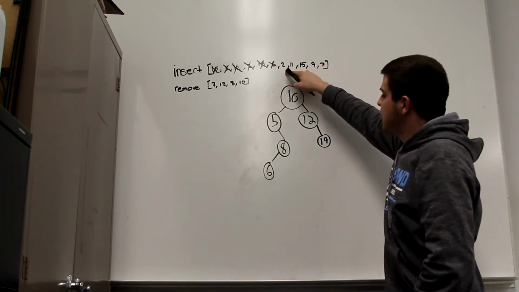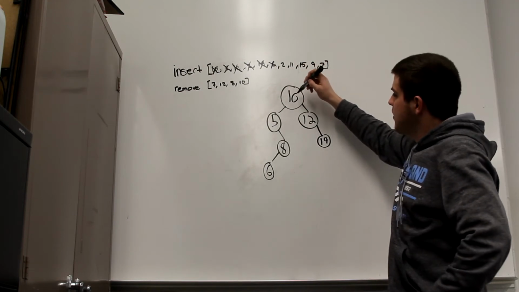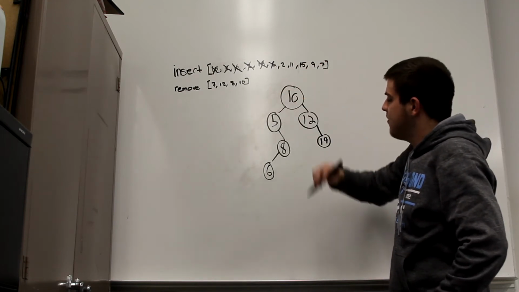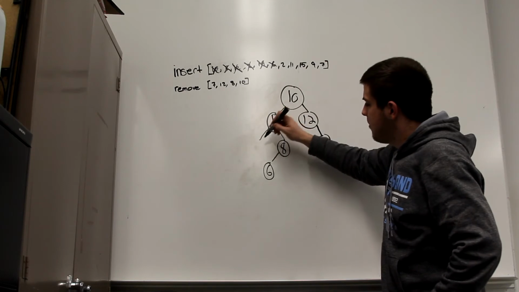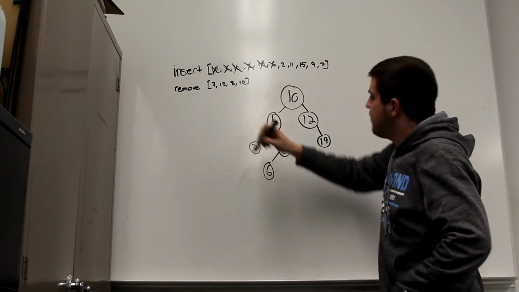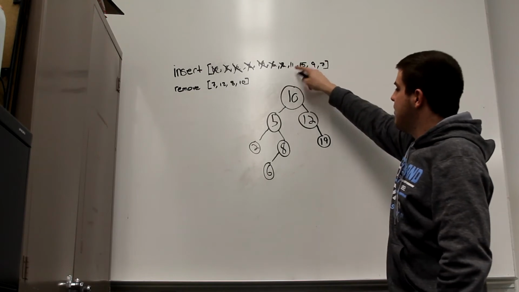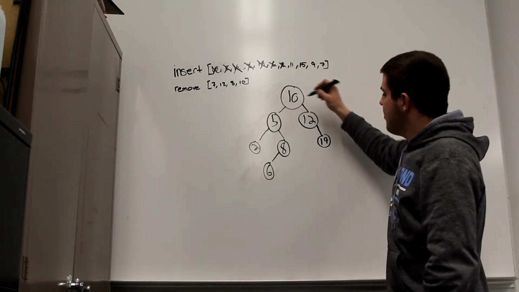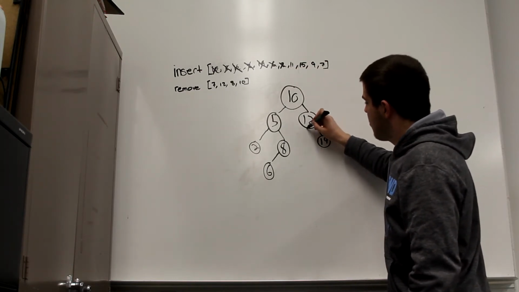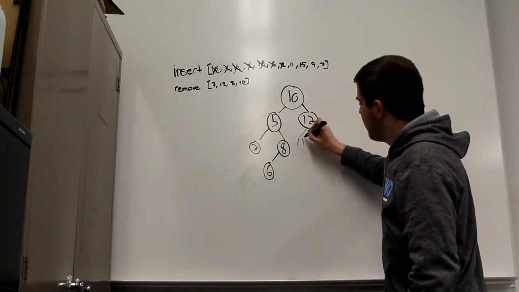The next element that we're going to insert is 2. 2 is less than 10 and less than 5. So 2 will become the left child of 5. Next, we're going to insert 11. 11 is greater than 10 but less than 12. So 11 becomes the left child of 12.